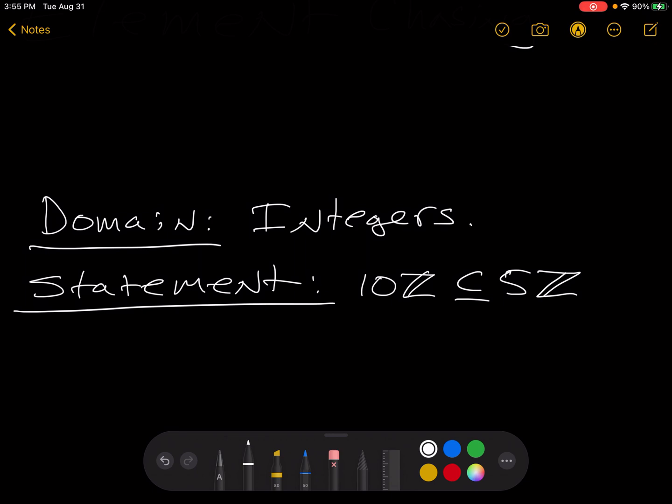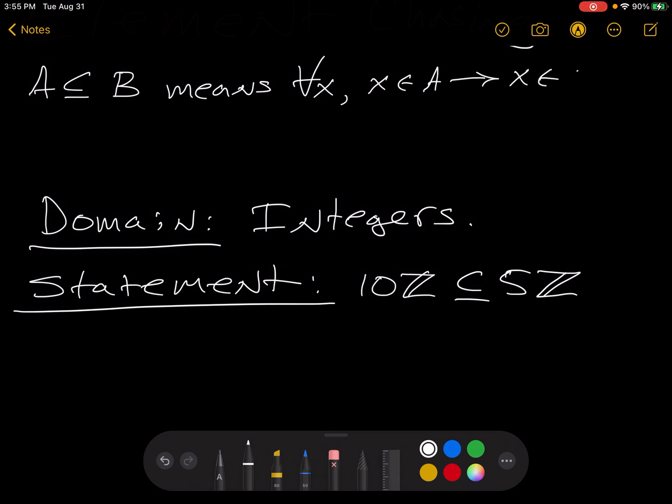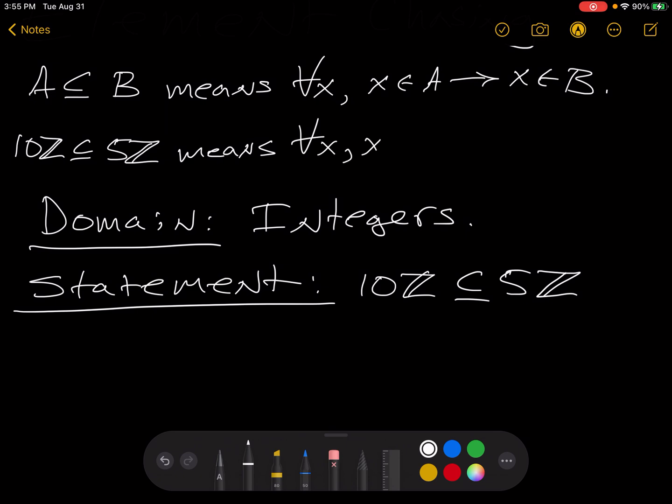Now remember what it means to say that one set is a subset of another. If I was to say A is a subset of B, where A and B are just any old sets, what does this mean? This means that for all x, x is in A implies x is in B. So if I want to prove that 10Z is a subset of 5Z, what I really want to prove is for all x, if x is in 10Z, then x is in 5Z.